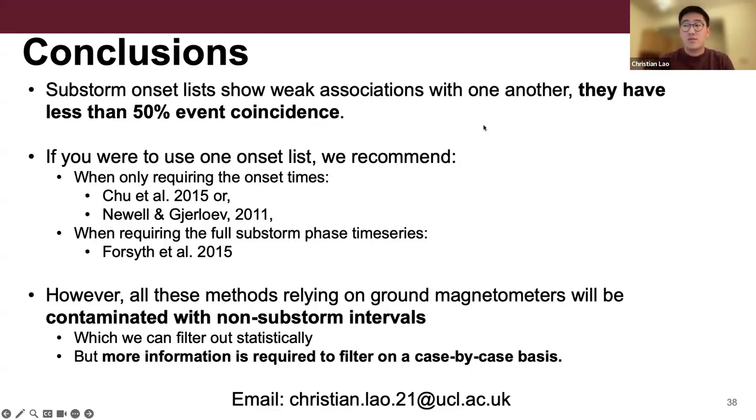However, when you require the full substorm phase time series, so when growth, expansion, recovery occurs, I recommend using the Forsyth et al. SOFI onset list, phase list, sorry. However, all of these methods that rely on ground magnetometers will be contaminated with non-substorm intervals, which I've shown you can filter out statistically, but more information than just electrojets is required to filter out the non-substorm intervals on a case-by-case basis. So yeah, thank you very much for listening. I'm happy to take any questions.